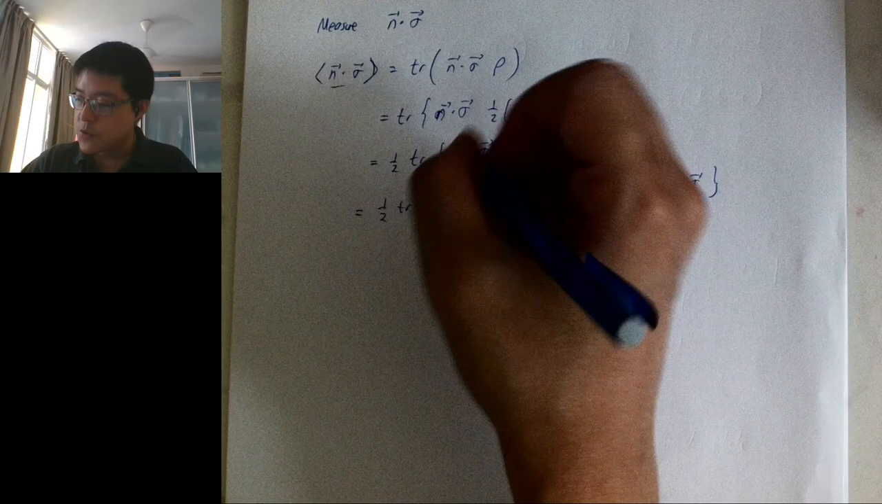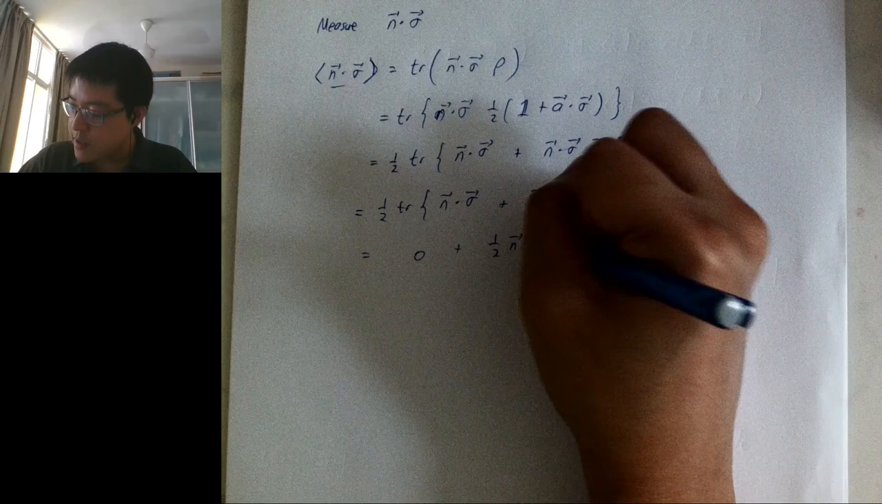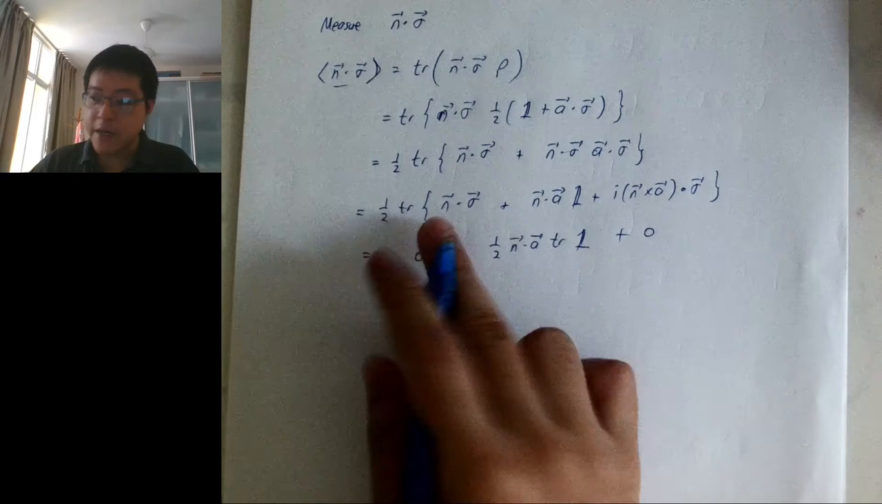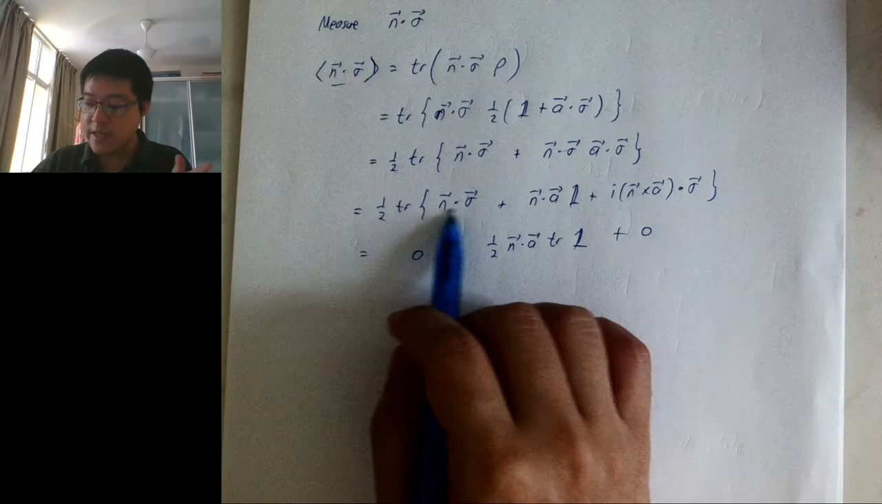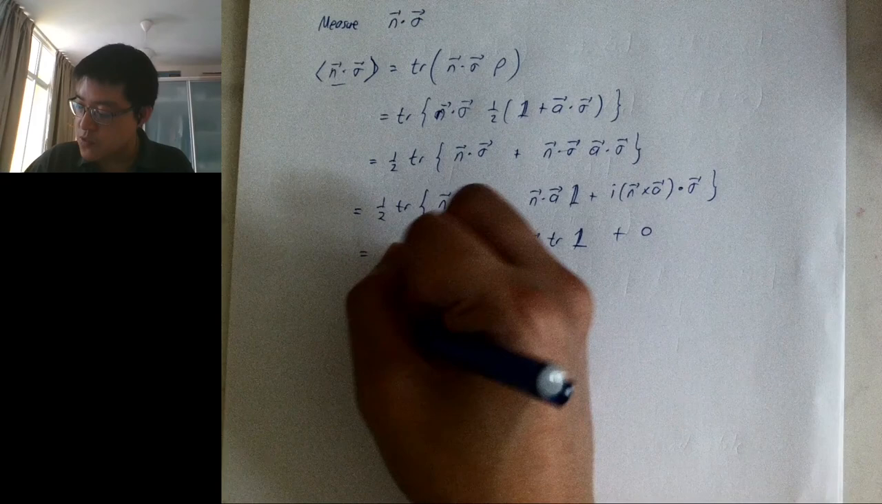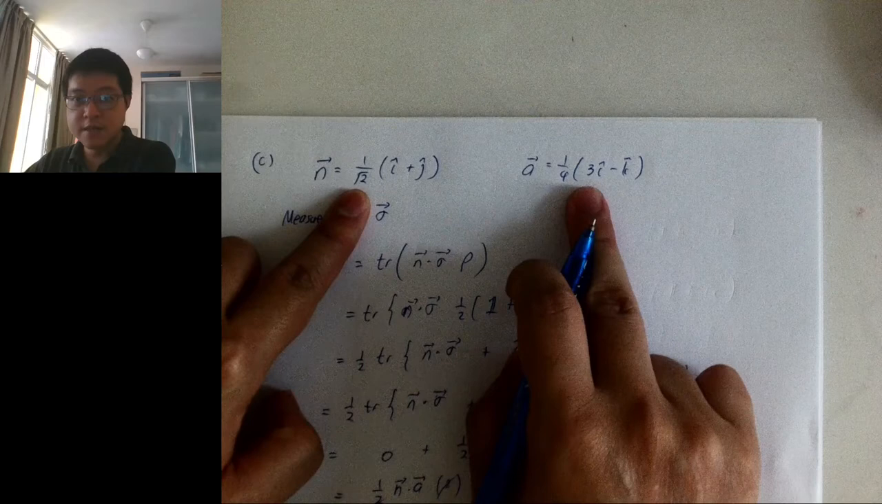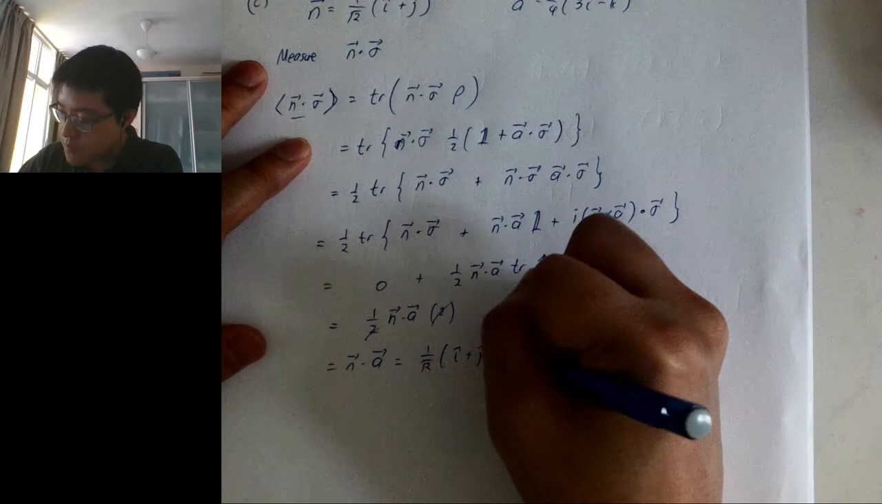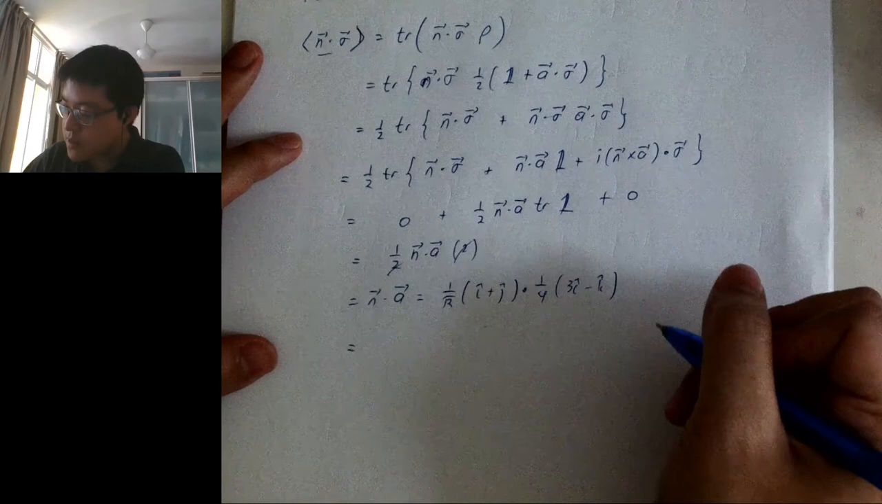Okay, so it is going to be 0 plus half n dot A trace of the identity plus 0. So the first and last terms, because there's a sigma alone, the Pauli matrices are traceless. So each of these contains three terms, but each of them, when you take the trace, is going to be 0. And then trace of 1 is just 2. So I cancel the 2. So it's just n dot A. And what's n dot A? So it's just this dot product with this, right? So it's 1 over root 2 i plus j dot product with 3i minus k. So the only non-zero term is going to be 3 over 4 root 2. So this is our expectation value.